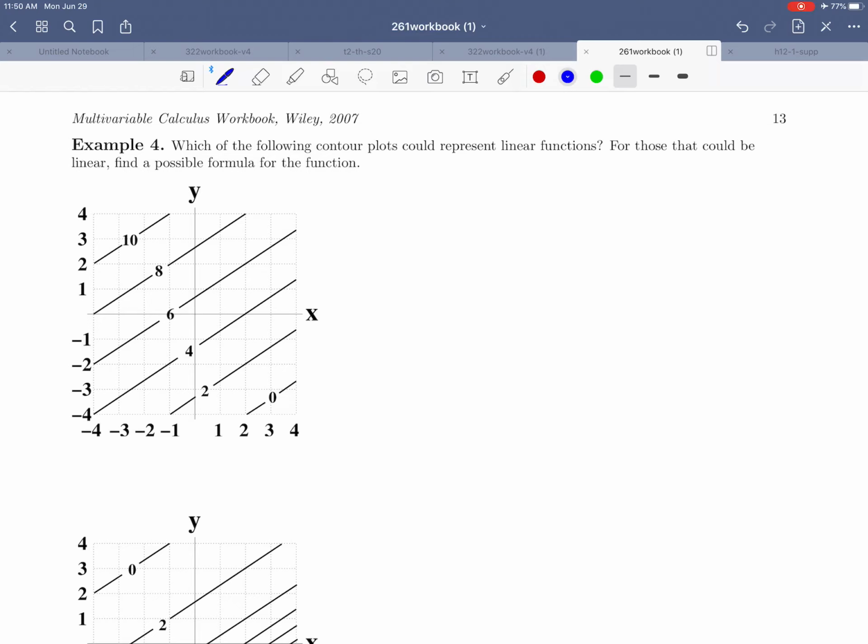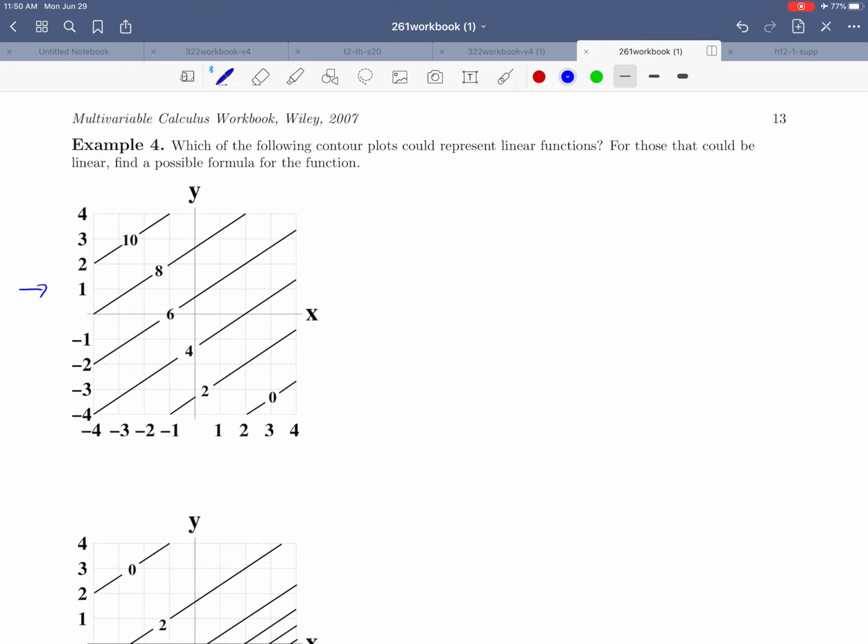Hi everybody, and welcome to example 4 on page 13 of the workbook. In this video, we're just going to work through one of these three exercises that they give us an example for, just in case you got stuck and want an idea of how you might do the other two parts. Hopefully this will help you. All right, so let's look at part A of this together.